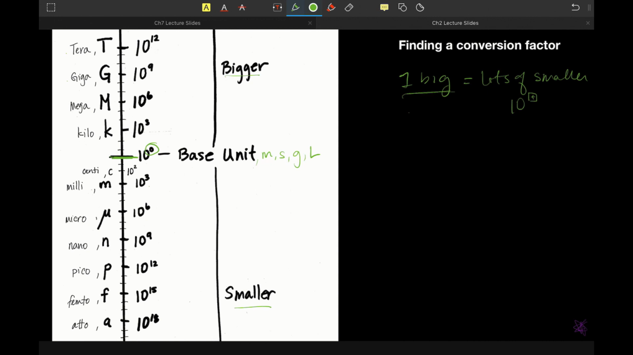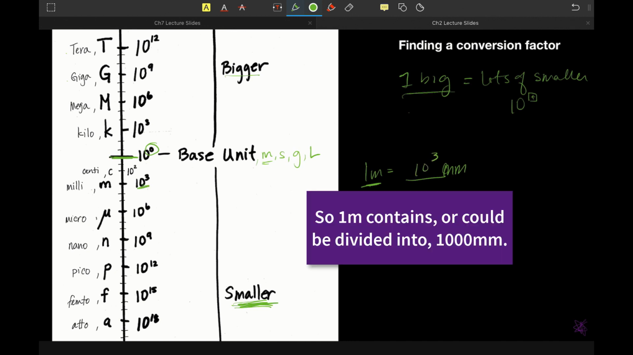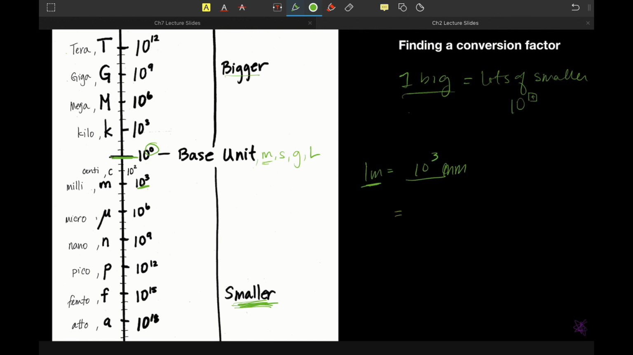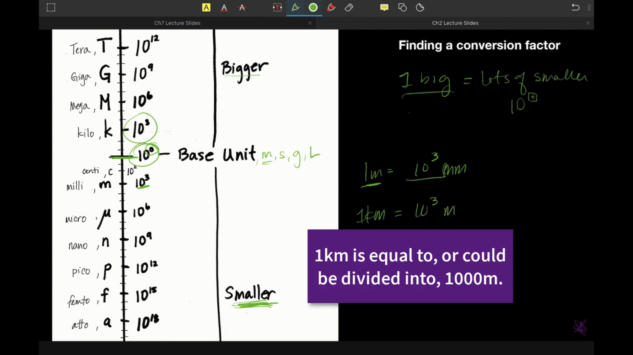So let's practice that, right? So let's say we're talking about meters here. So 1 meter is equal to, let's say we want to come up with some millimeters, right? Millimeters are smaller, so 1 goes with the bigger unit. Since millimeters are smaller, but it's 10 to the third, we would say 10 to the third millimeters. Yes, there are 1,000 millimeters equal to 1 meter, right? Now, if I wanted to do the relationship between meters and kilometers, now the bigger unit is kilometer, so 1 kilometer is equal to 10 to the third meters.